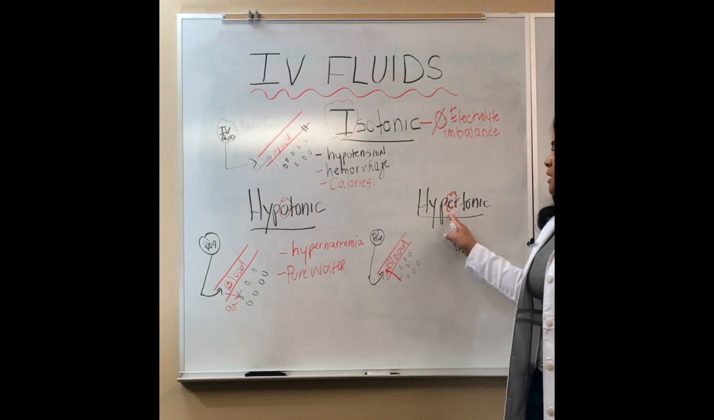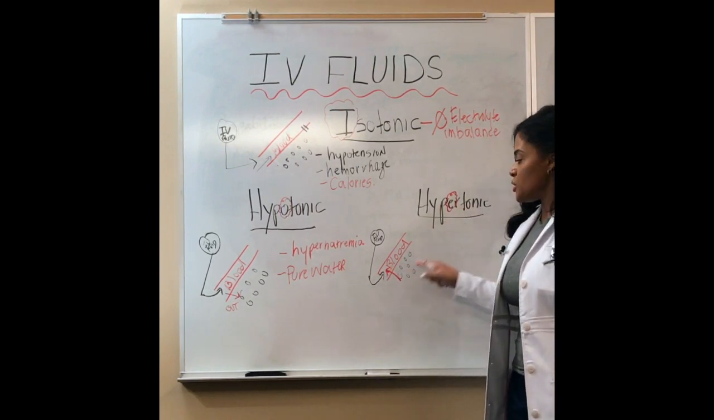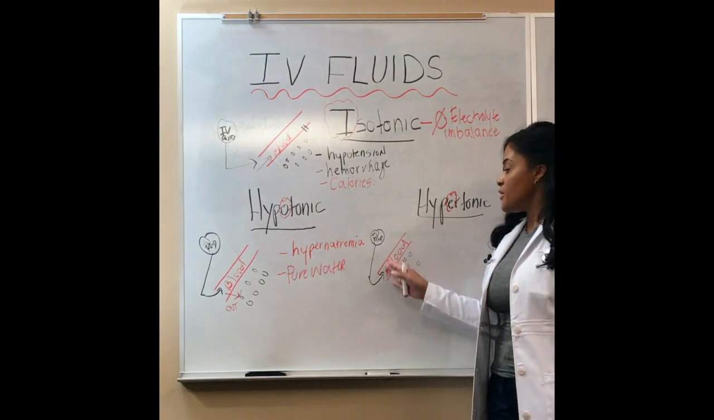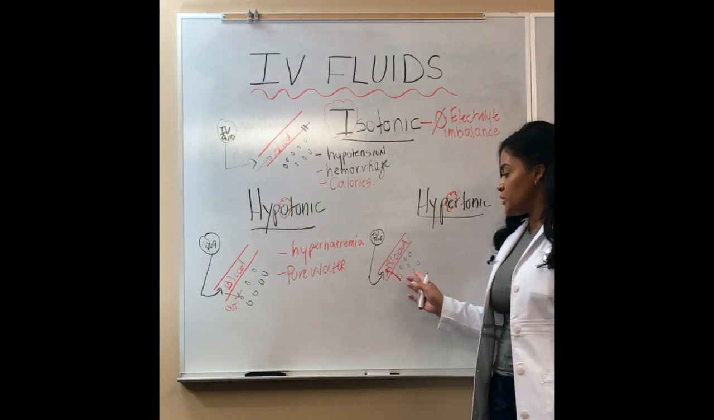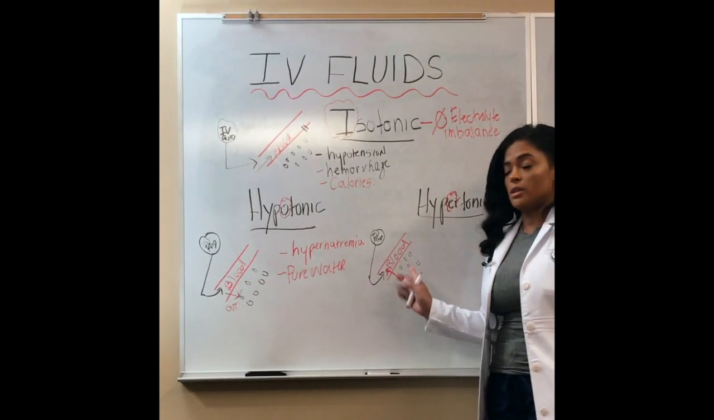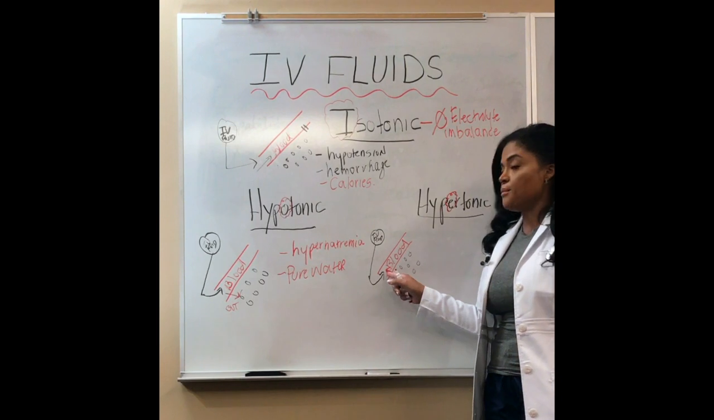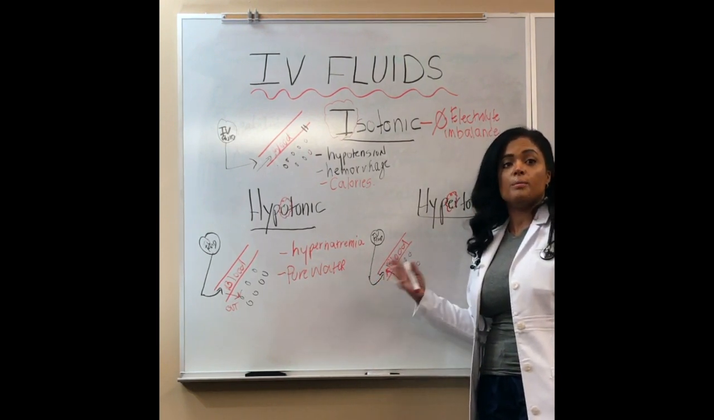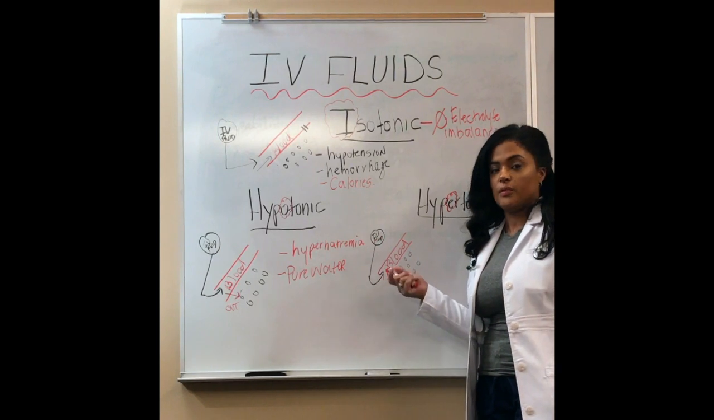So the E means enter. So it's going to enter. So if I'm going to give a hypertonic solution, the expectation is that I'm going to release some of the extra circulating volume or electrolytes from the tissues and cells and bring it into the circulating volume in order for it to later be excreted through your kidneys, okay?